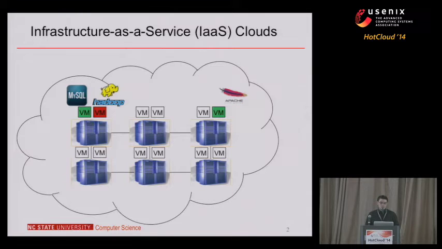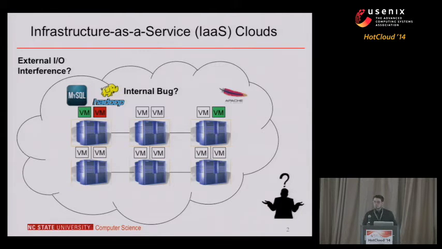And this is all great, and it works really well for end users, but what happens when we have a performance anomaly? When we have some kind of a performance anomaly, something like an SLO violation, or a service level objective violation, or a service outage, then it's not clear to the end user or to the infrastructure as a service cloud administrator what the actual cause of that anomaly is. So is it something like an internal bug? Is it something that maybe you missed during testing? Or is it something like an external cause, something like interference from a co-located VM? Or is your VM misconfigured?